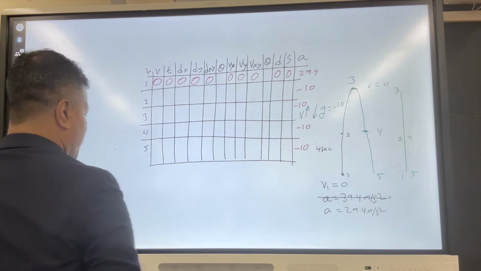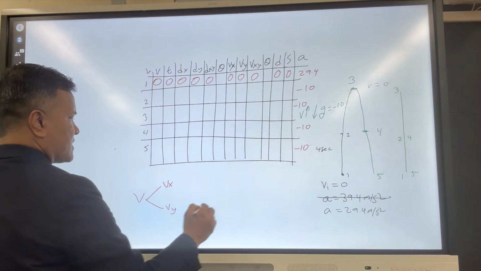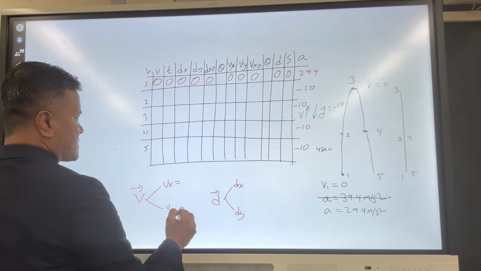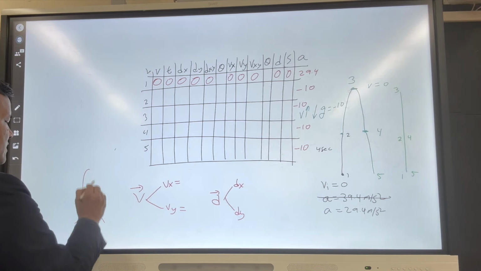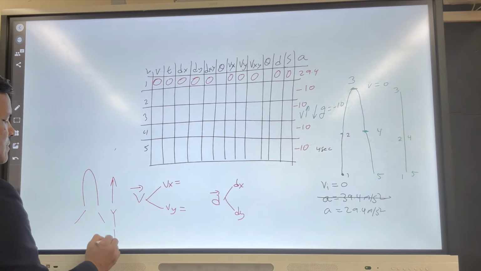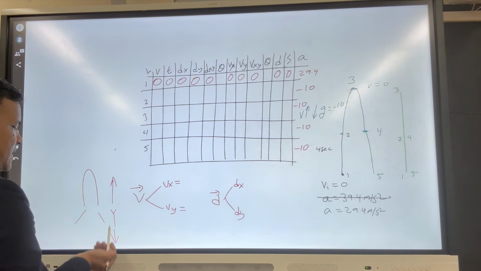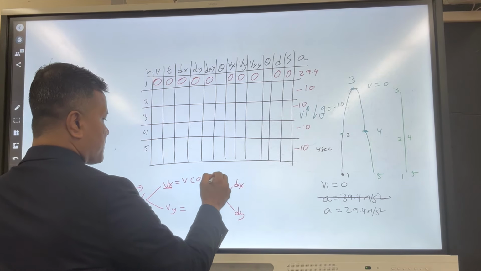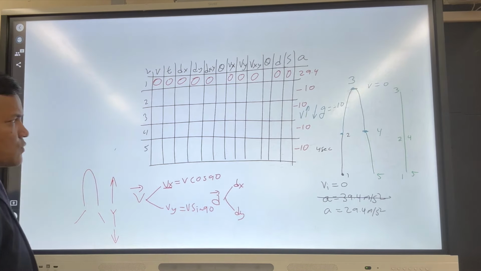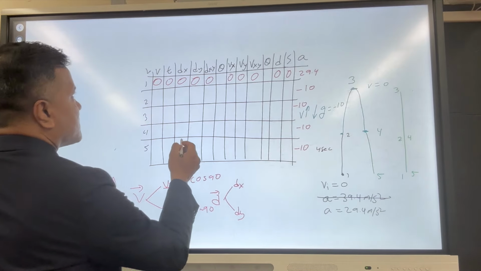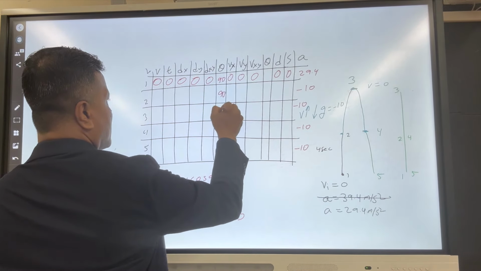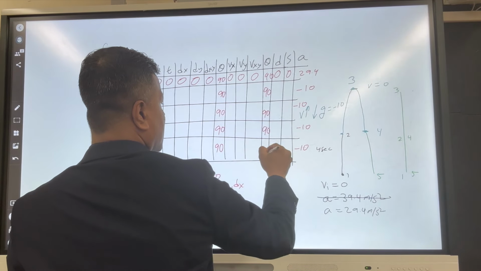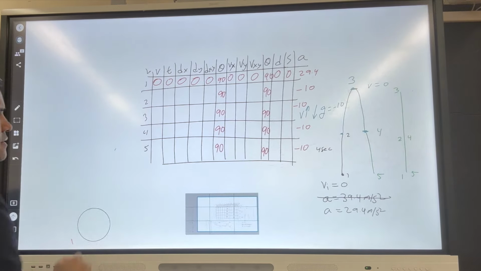The theta, let's understand the theta. So this is velocity: velocity x, velocity y. This is displacement: displacement of the x, displacement of the y. So the rocket is moving in the y direction, right? When the rocket moves in the y direction, what is the angle? The angle is 90 degrees, okay? Whatever the velocity is, it is V cosine 90 and V sine 90. So we're just going to write 90 in every theta cell. Okay, great. For the reason I explained, you want to write 90 degrees.